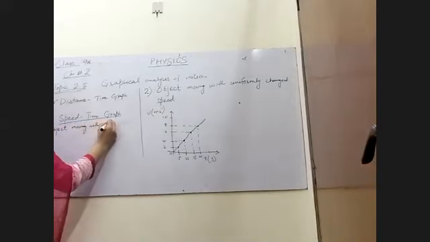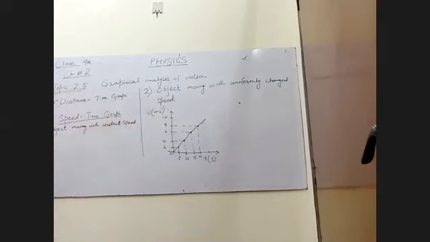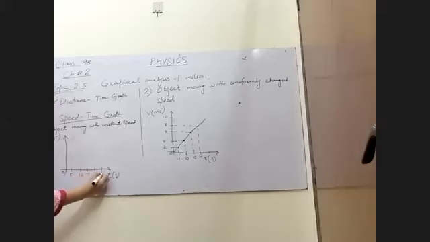Object moving with constant speed means the speed of the object is not changing. On the x-axis we have time in seconds, whereas on the y-axis we have speed in meters per second. This is the zero line. Now I will make some intervals: 5, 10, 15, 20, and 25. This is the time axis. And here we have the speed: 2, 4, 6, 8, and 10.